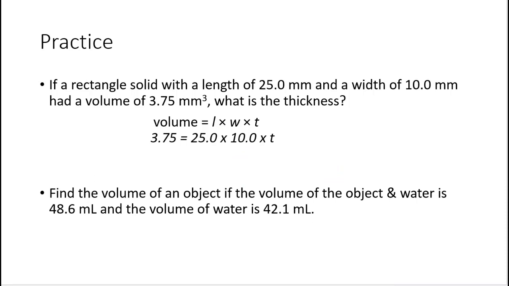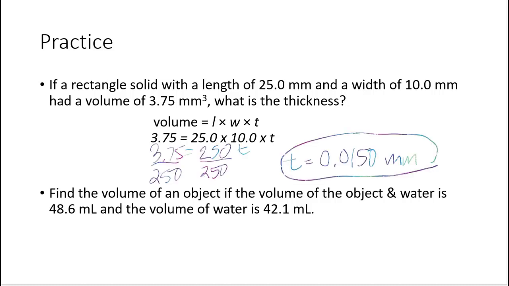Here are 2 I'd like you to pause the video to try and work through. If I have a rectangle solid with a length of 25.0 millimeters, a width of 10.0 millimeters, and we know the volume is 3.75 cubic millimeters, what's its thickness? And find the volume of an object if I know the volume of the object and water, and the volume of the water. Pause, then come back in to check in.